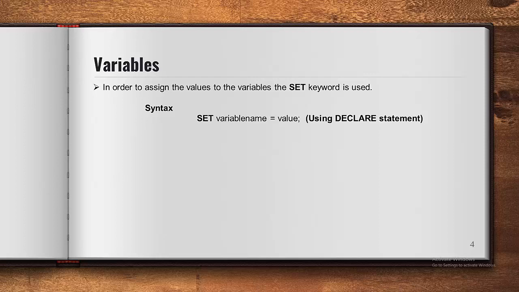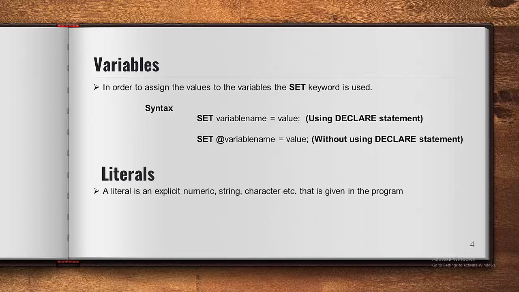Similarly, when you are not using a declare statement, then you have to give set @variable name equal to value. So there is a minor difference between them. When you are using a declare statement, you must not use the @ symbol. When you are not using a declare statement, you have to use the @ symbol before the variable name.